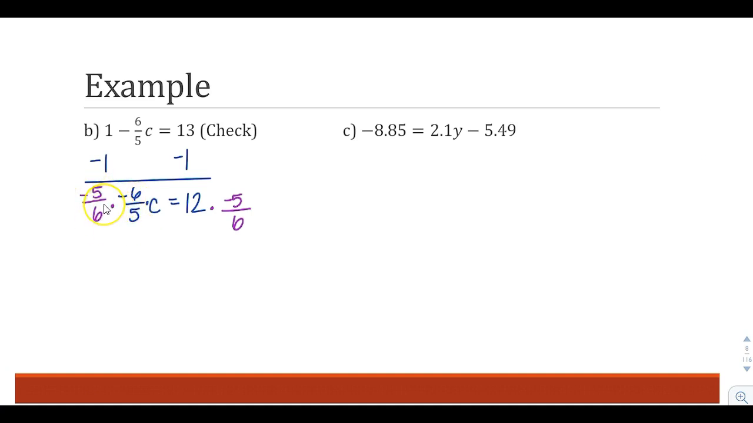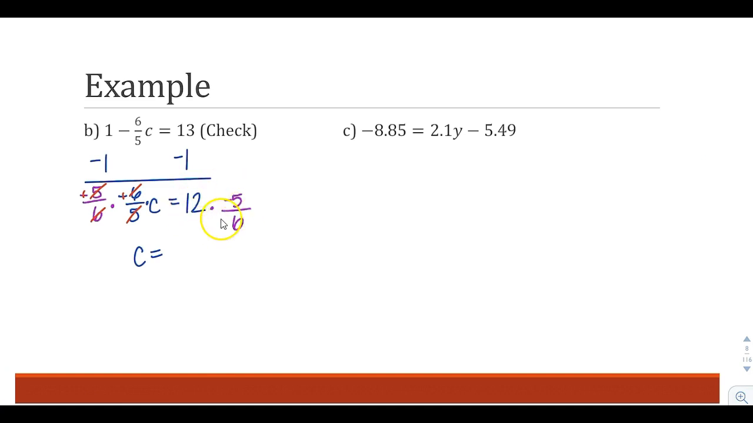So on the left-hand side, notice that the two negatives will cancel and become a positive. The 5 over 5 will cancel and become a 1. 5 divided by 5 is 1. 6 divided by 6 will also cancel and become a 1. So the only thing that's left on the left is c, which we wanted to isolate.